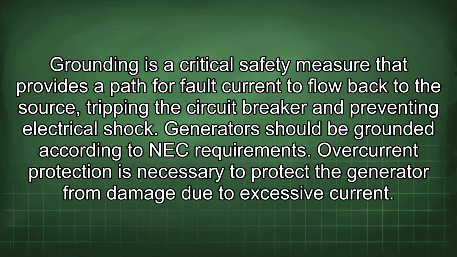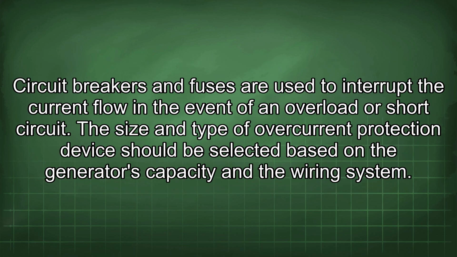Overcurrent protection is necessary to protect the generator from damage due to excessive current. Circuit breakers and fuses are used to interrupt the current flow in the event of an overload or short circuit. The size and type of overcurrent protection device should be selected based on the generator's capacity and the wiring system.